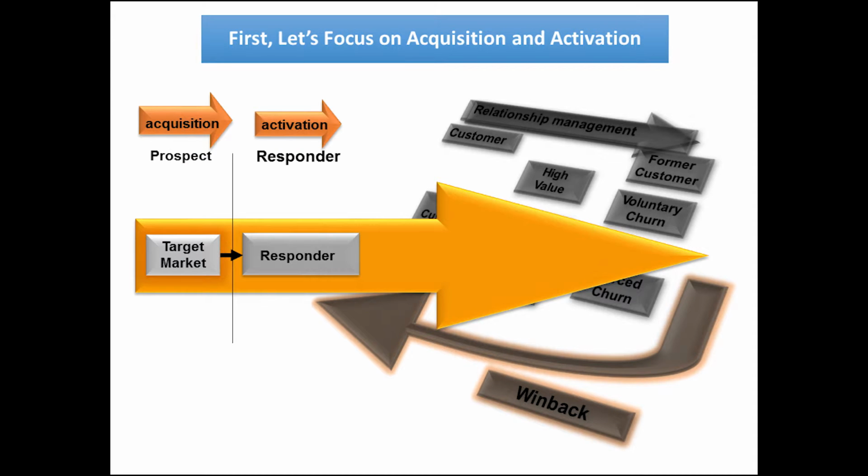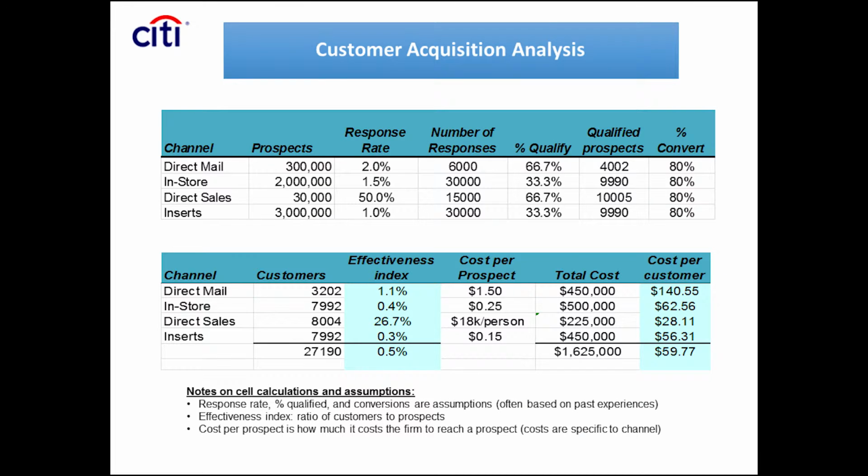Okay, so if I focus just on acquisition and activation first, I'm just going to look at those two stages. Here's a customer acquisition analysis. We started with a comment about customer acquisition earlier, right? This is getting at acquisition, but instead of just looking at acquisition for the entire customer base, I want to look at acquisition from these different channels. So I do some sort of promotion for my cards. One of the channels I use is direct mail. One of the channels I use is in-store promotions, right?